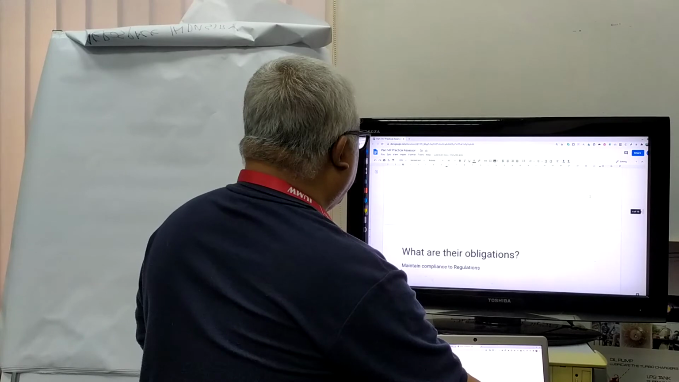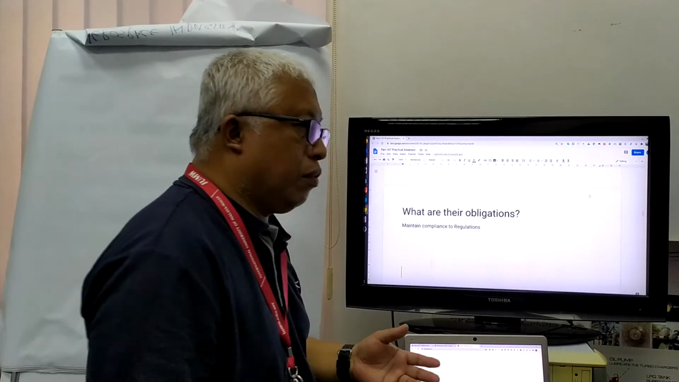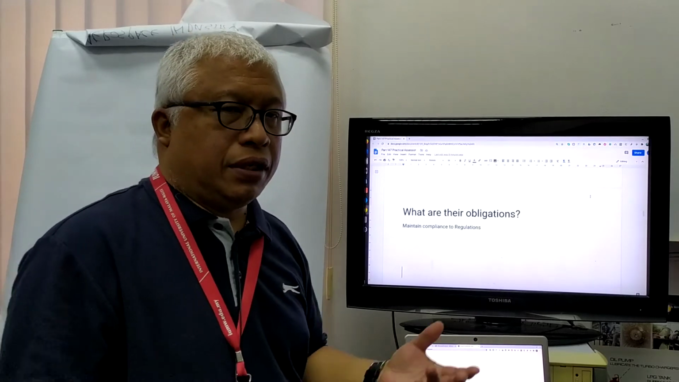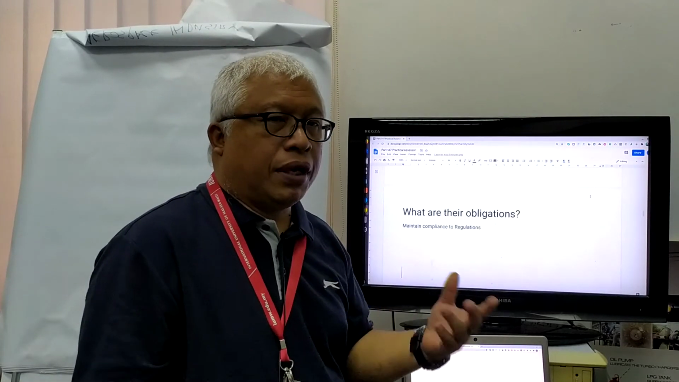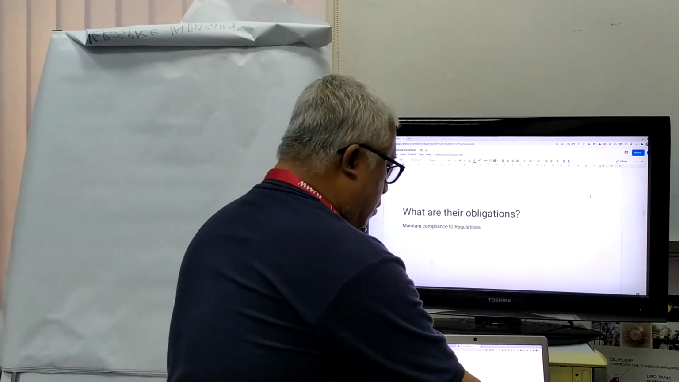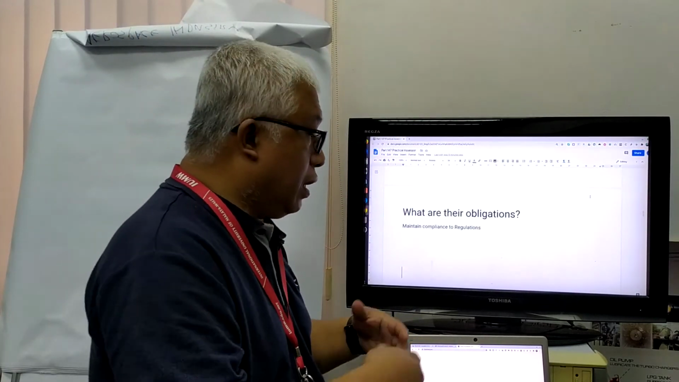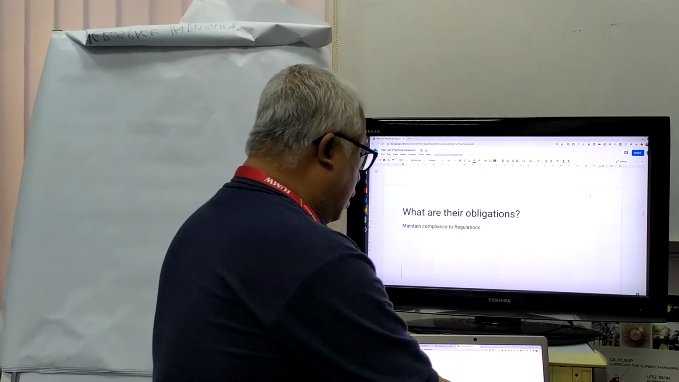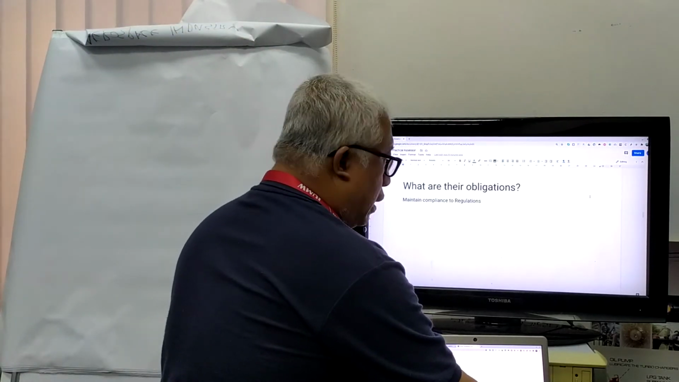And what are their obligations? Basically, they are approved signatories under Regulation 33, meaning they are obligated to comply with the regulations. Any regulation related to Malaysian Civil Aviation, they have to comply. That is their obligation.